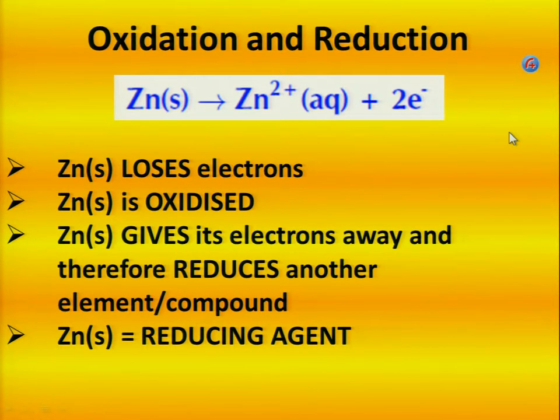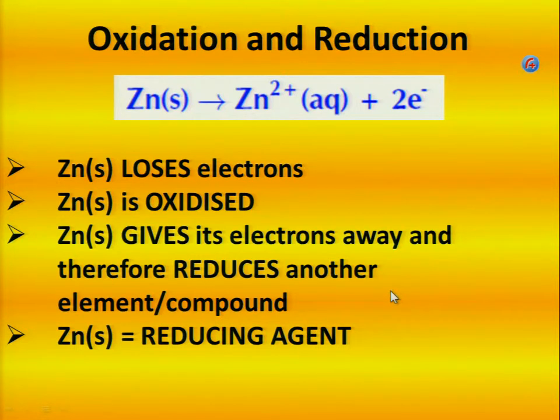Now let's take this for an example. Here you have zinc solid going to zinc plus 2 ions, giving off 2 electrons. Now in this example, the zinc is losing electrons. It's losing 2 electrons. Therefore the zinc is oxidized, because oxidized means losing electrons. The zinc gives its electrons away and therefore reduces some other compound that's not shown here. So therefore the zinc can also be called a reducing agent.